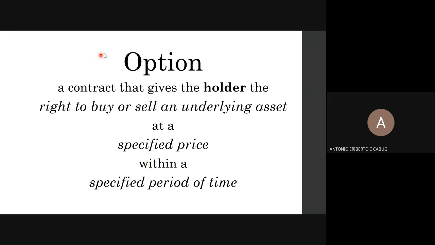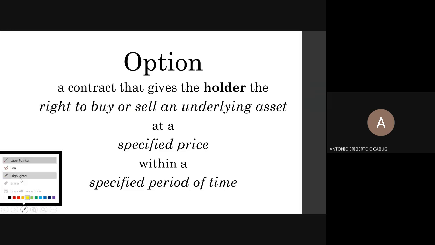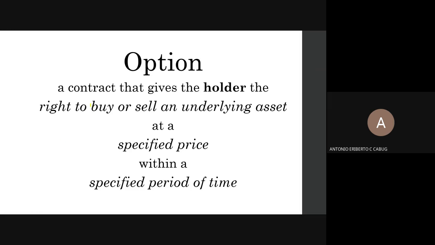An option is a contract that gives the holder the right to buy or sell an underlying asset at a specified price. The right to buy is a characteristic of call options, and the right to sell is a characteristic of put options. This can be done within a specified period of time. We call this kind of option American options. Kapag sinabi kong American options, you can exercise it on or before the last day. Kapag sinabi kong European option, you can only exercise it the last day alone.